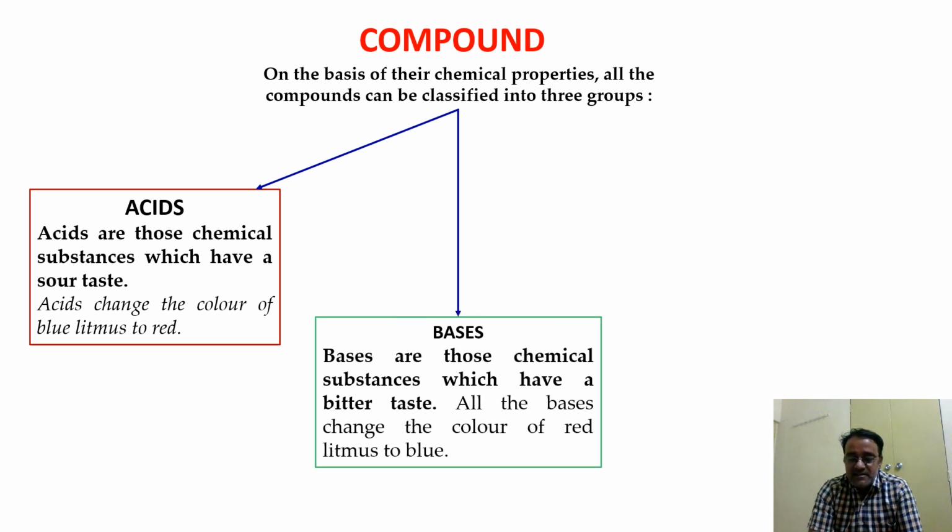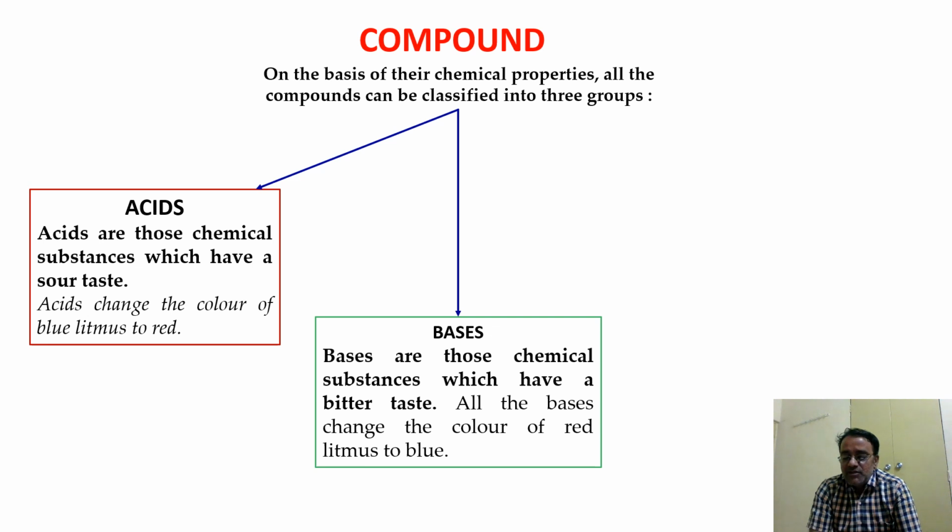The second group is bases. Bases are those chemical substances which have a bitter taste. Bitter means kadwa. So all the bases change the color of red litmus to blue. This is the opposite: in acids the color changes from blue to red, and here it changes from red to blue.